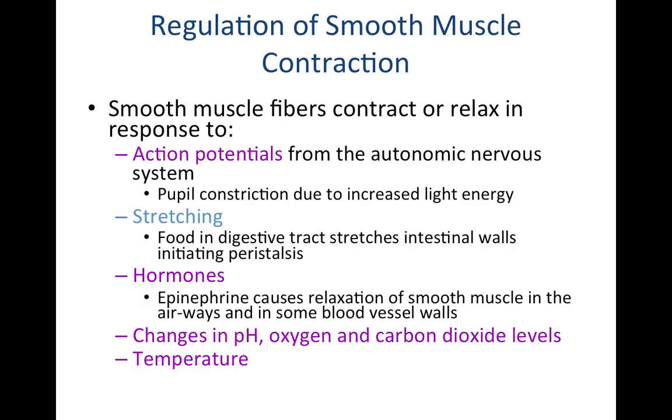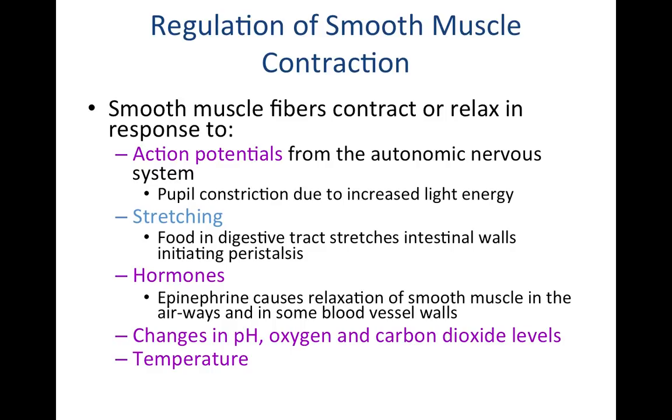Stretching can also cause contraction of smooth muscle. So for example, in the digestive tract, as you eat and fill your stomach, the muscle stretches, and that is going to stimulate contraction. And we see this in the blood vessels as well.